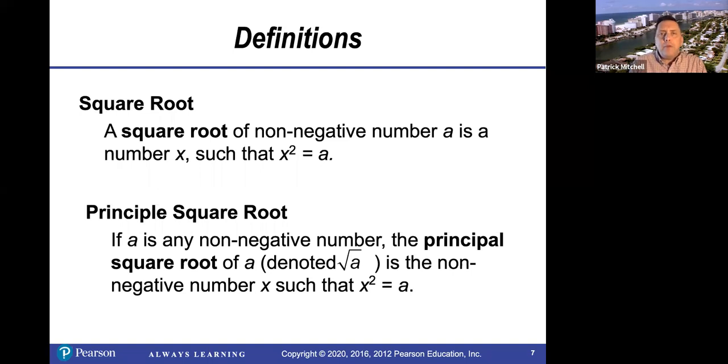However, if we just want to talk about the positive square root, that's called the principal square root. If a is any non-negative number, the principal square root of a, which is written like this, and you've seen this before, is the non-negative number x, such that x squared equals a. So in the example I was just talking about, the principal square root of 100 would be 10. Just 10.